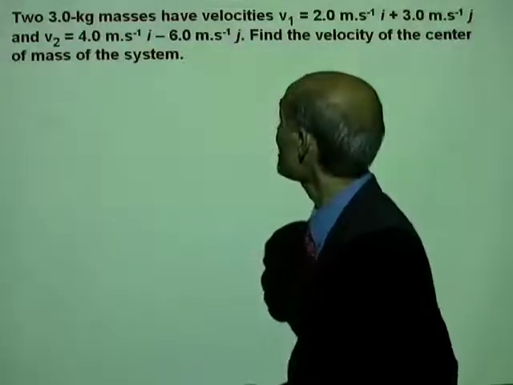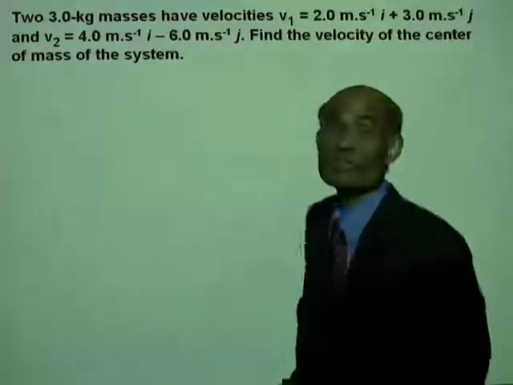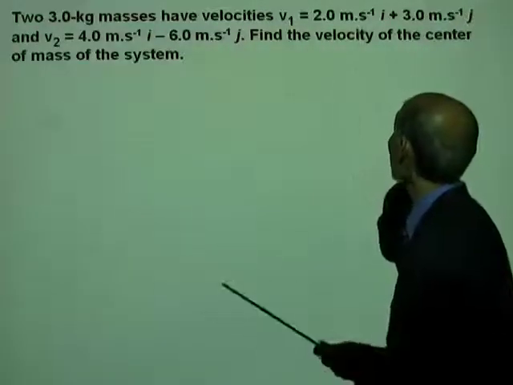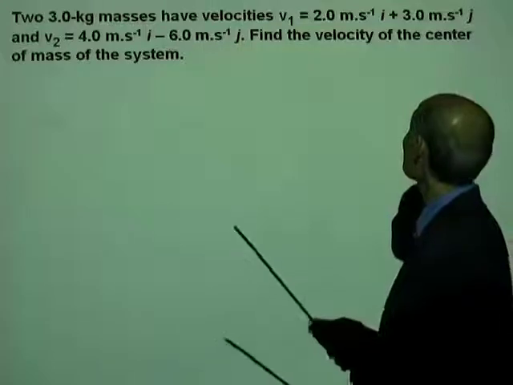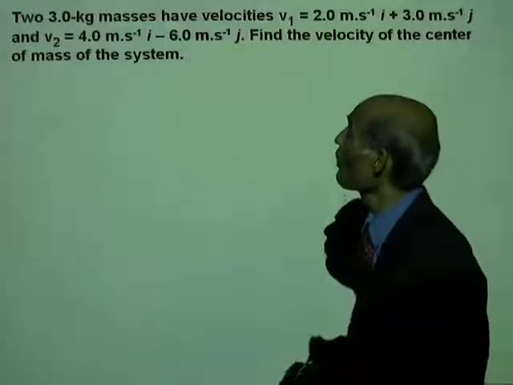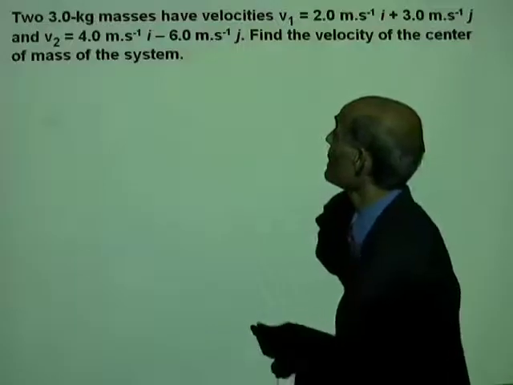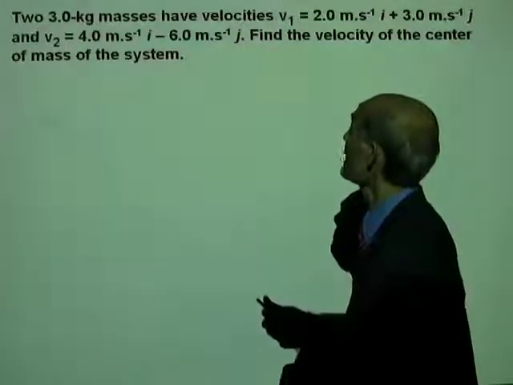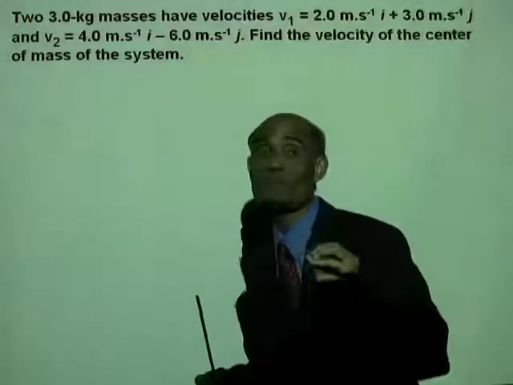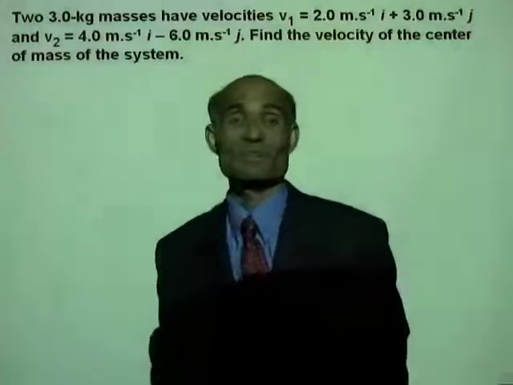Two 3 kilogram masses have velocities v1 equal to 2 meter per second i plus 3 meter per second j, and v2 equal to 4 meter per second i minus 6 meter per second j. Find the velocity of the center of mass of the system.